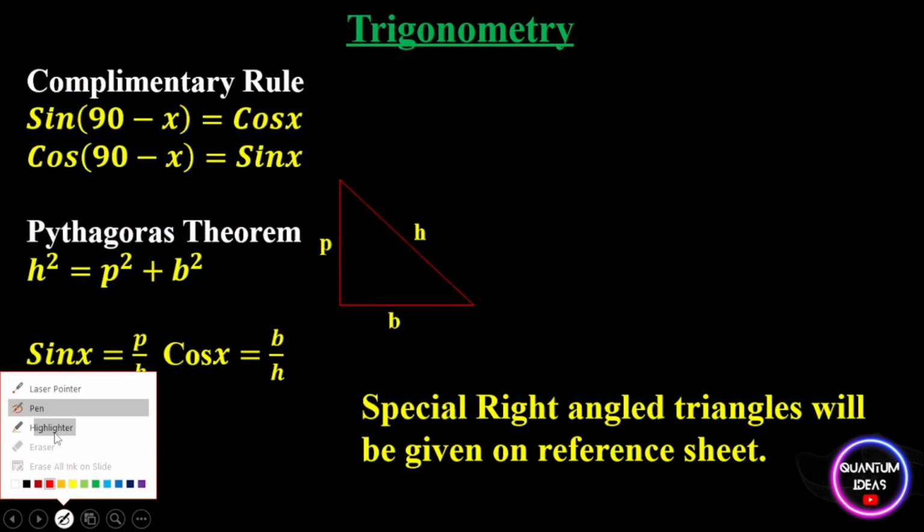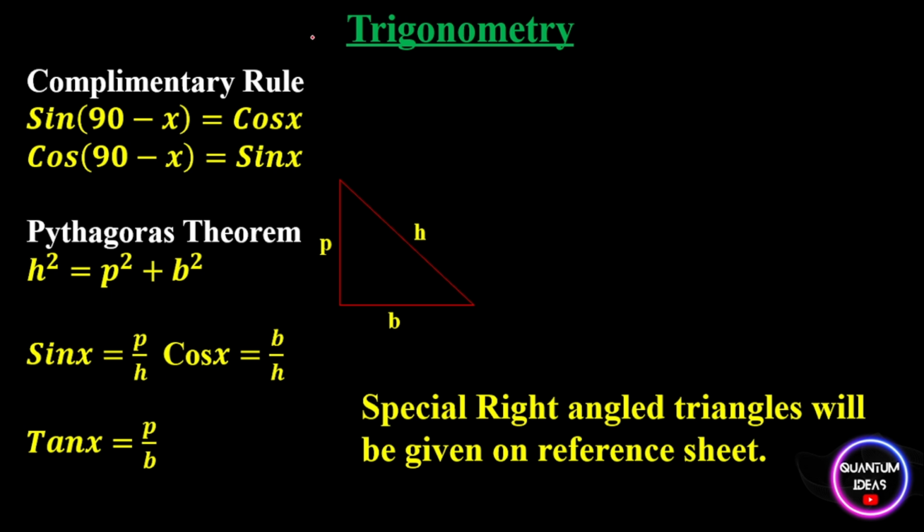So we have trigonometry. It's quite basic. We have to understand the complementary rule: sin(90 degrees minus x) equals cos x, and cos(90 degrees minus x) equals sin x. This is a very handy formula. We all know the Pythagoras theorem, that is, the square of the hypotenuse equals the square of the perpendicular plus the square of the base. So h squared equals p squared plus b squared. And the formula for sin x is perpendicular over hypotenuse, cos x is base over hypotenuse, and tan x is perpendicular over base. It's very easy to memorize also.